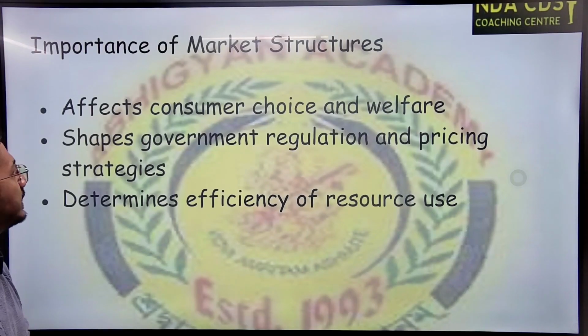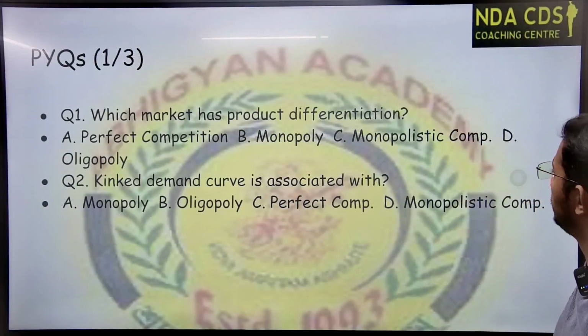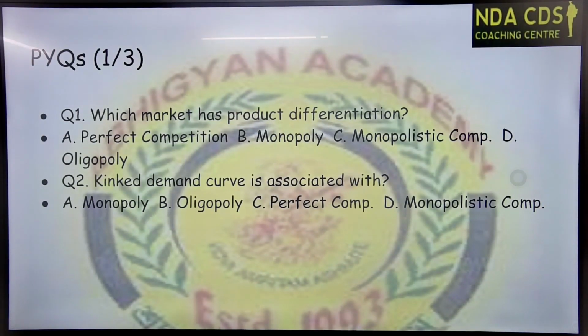Now we will see the importance of market structures. It affects consumer choice and welfare, shapes government regulation and pricing strategies, and determines efficiency of resource use. Now there are also certain PYQs that we may solve. Which market has product differentiation? A. Perfect competition. B. Monopoly. C. Monopolistic competition. And D. Oligopoly. What should be the correct answer?